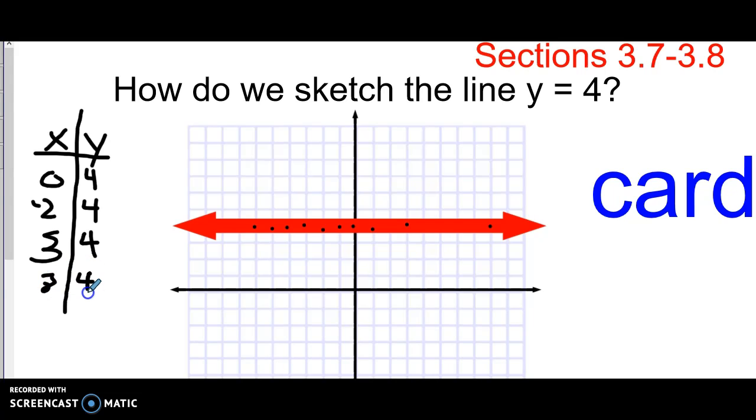So, what did all of these points have in common? I think you can all see they all have this second number, or this y value, that's 4. That's why we call it y equals 4. Okay, so let's remember that always and never mix it up with x equals 4 again.